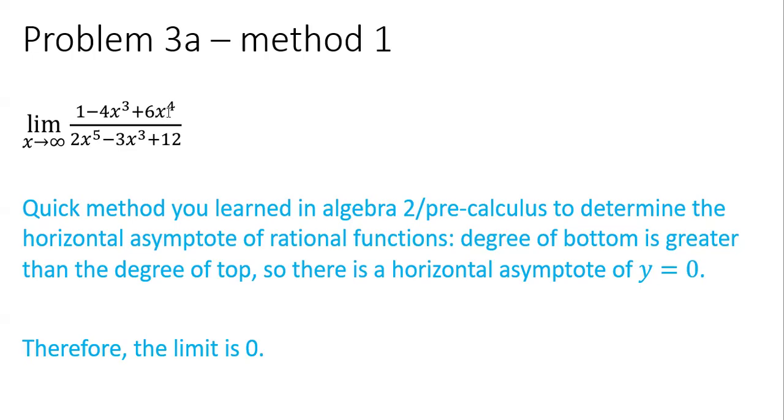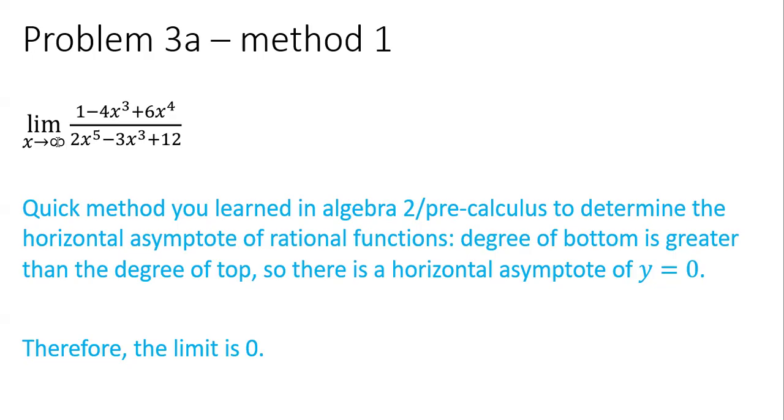If you remember, there's 3 cases. If the degree at the top is bigger than the degree at the bottom, there's no horizontal asymptote. If the degrees are the same, then you take the ratio of the leading coefficients. And if the degree at the top is less than the degree at the bottom, there's an asymptote of y equals 0. Remember that stuff? You can use that here, because this is asking, what's the horizontal asymptote?